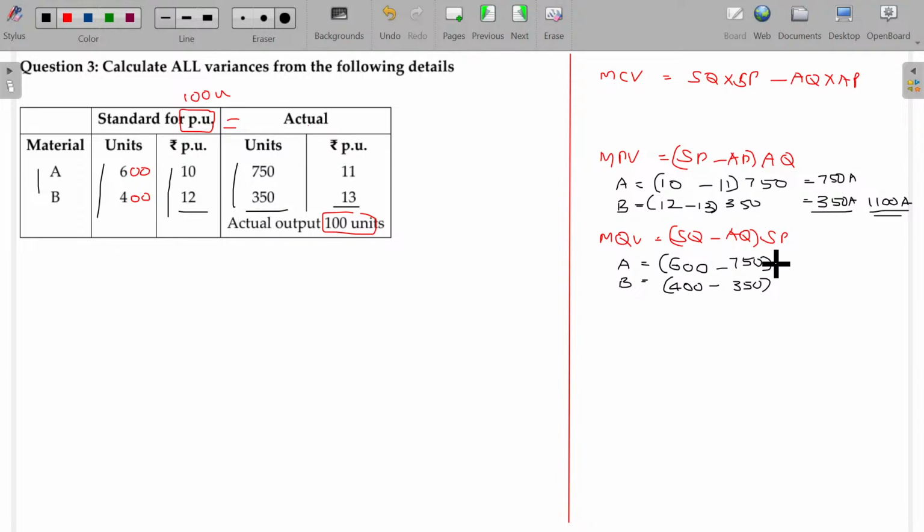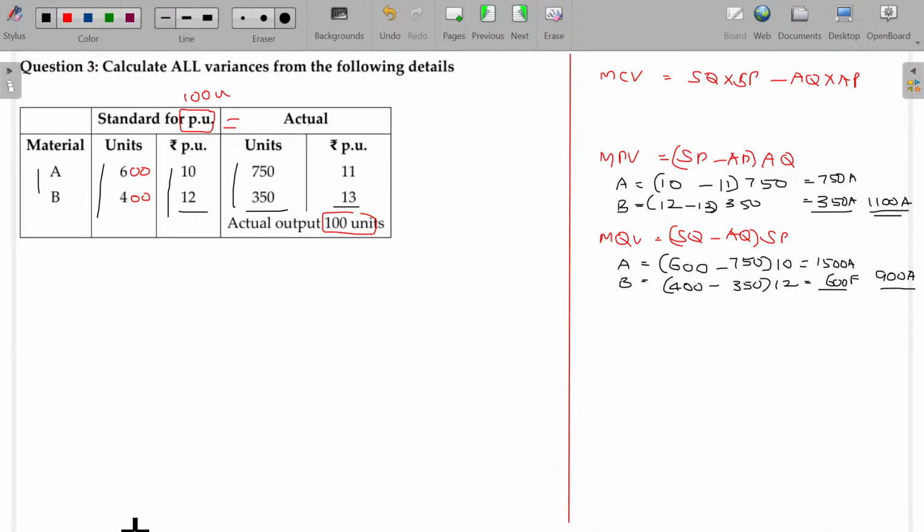Standard price in this case being 10 and 12. 150 units you consumed more for A, per unit cost us 10 rupees, then 1500 adverse. Similarly for B, 400 minus 350, 50 you consume lesser into 12, 600 favorable. For A it's adverse, for B it is favorable. 900 ultimately adverse.